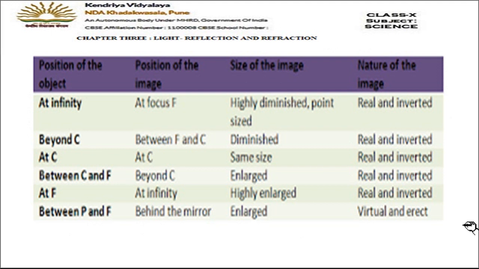Now this is the summary of what we have done: what is the position of the object, what is the position of the image, then size of the image and nature. So first we have studied what is the position, infinity. If the object is at infinity, then what is the position of the image? Image is formed at F point. What is the size? It is highly diminished, very small. Diminished means very small. And what is the nature? It is real and inverted.